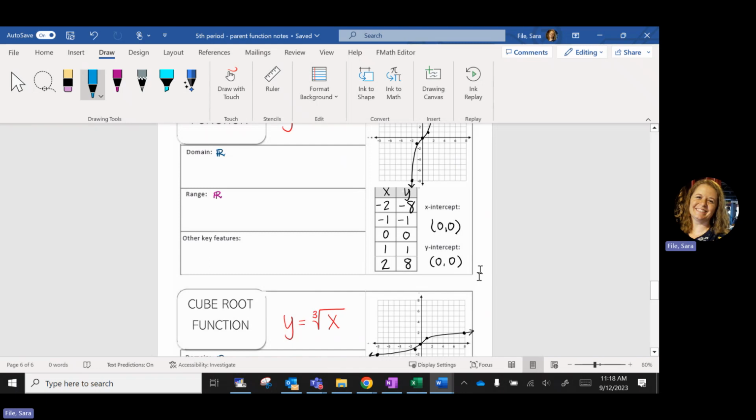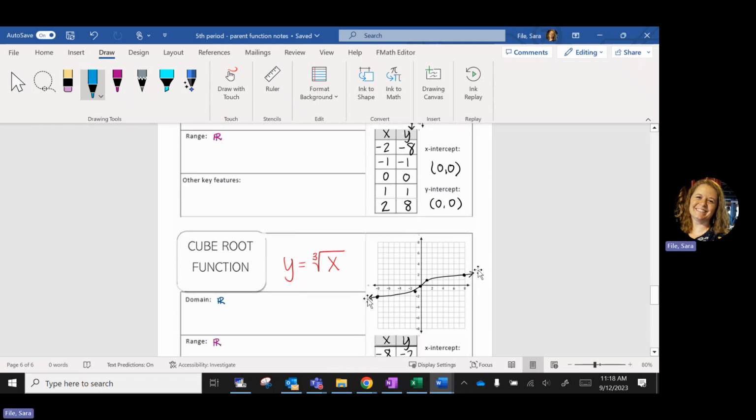Is there a vertex? If I trace my graph and sketch it, do I ever change directions? No, it's always increasing, right? So there's no vertex. Is there a maximum or a minimum? Is there a highest point of the graph or a lowest point? No. Because it goes up forever, it goes down forever, and there was no change in direction. So there's no max or min. None of those key features need to be listed, and it's not symmetric. It does not have line symmetry, so there's not an axis of symmetry.